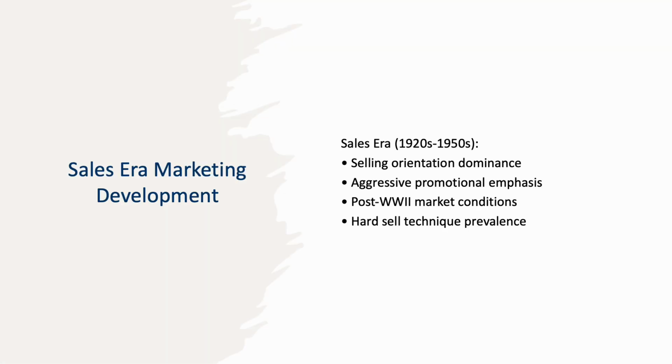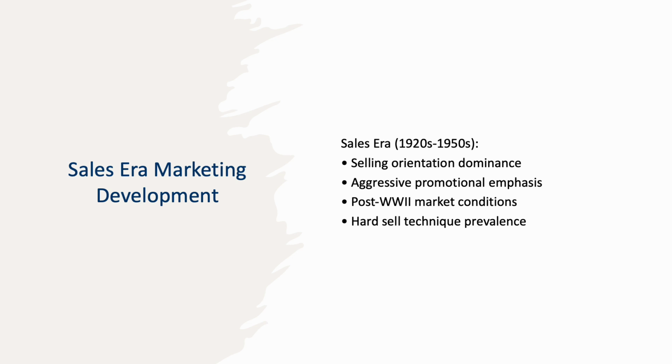The sales era emerged during the 1920s and dominated marketing thinking through the 1950s, representing a significant shift from production orientation to sales orientation as market conditions changed. This era was characterized by a managerial view of marketing as primarily a sales function, focused on moving products out of warehouses to reduce inventory rather than satisfying customer needs. The emphasis shifted to aggressive promotional activities and what became known as the hard sell approach, using persuasive techniques to convince customers to purchase products they might not have otherwise wanted.